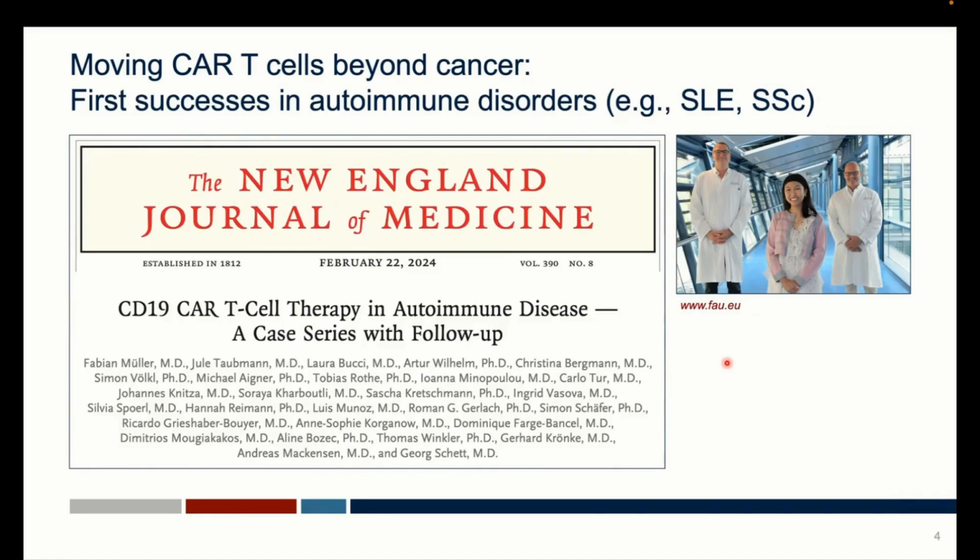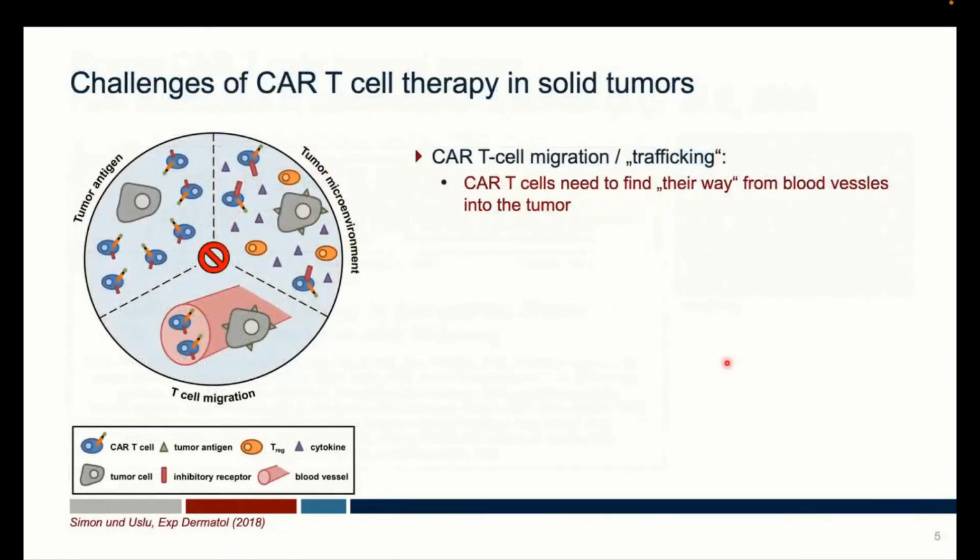So besides hematological malignancies and most recently also in autoimmune diseases, there is a big effort to also move CAR T cells into solid tumors. But in solid tumors, it hasn't worked that well yet, at least. So there are some successes, but we need to further work on that.